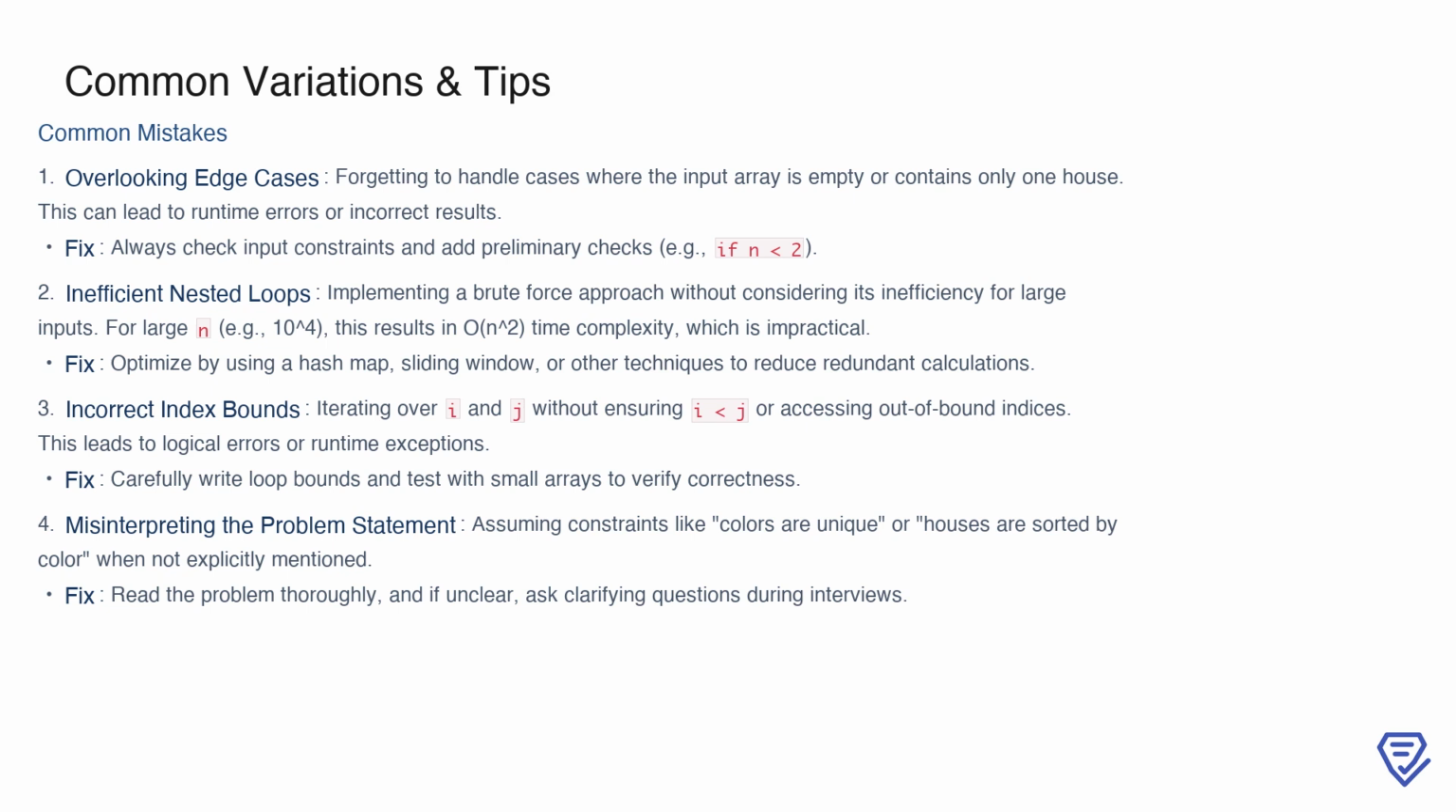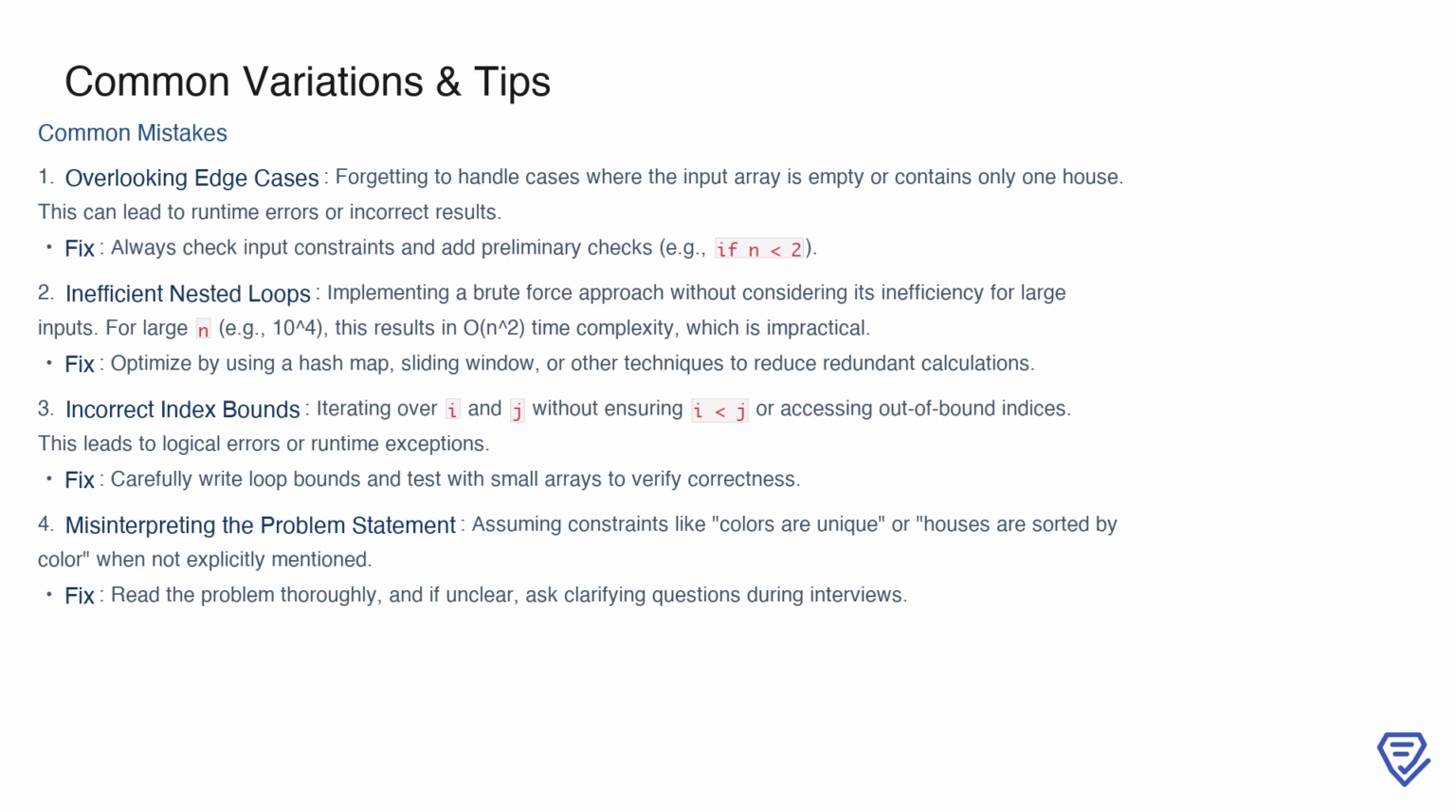One of the most common mistakes when solving this problem is overlooking edge cases. For example, not considering what happens if the input array is empty or contains only one house. These scenarios can lead to runtime errors or incorrect results, so it's important to include preliminary checks, like verifying if the number of houses is less than 2.